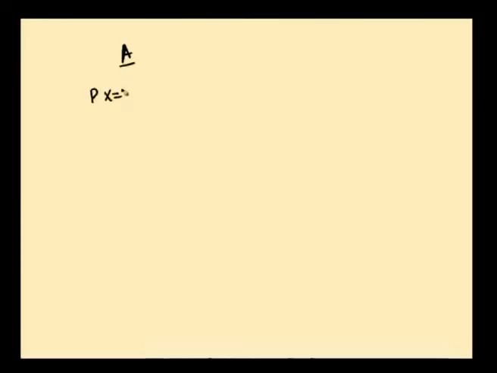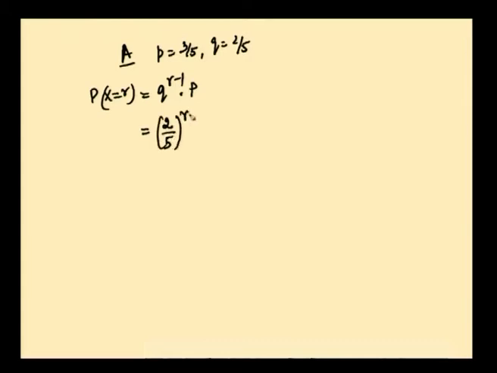This is for person A. P of x equal to r is q power r minus 1 into p, and here p is given to be equal to 3 by 5. So q is 2 by 5, and this is equal to 2 by 5 whole power r minus 1 into 3 by 5. This is P of x equal to r.